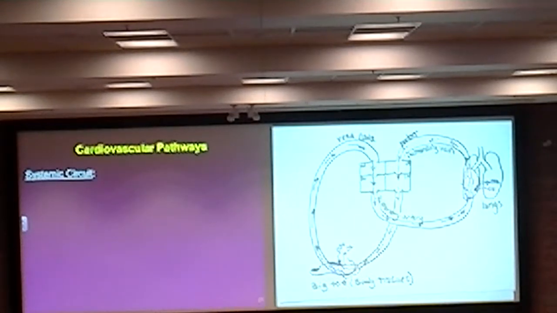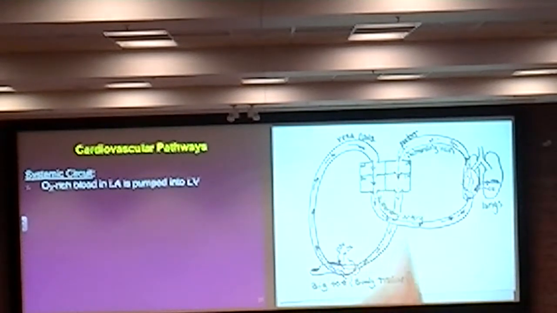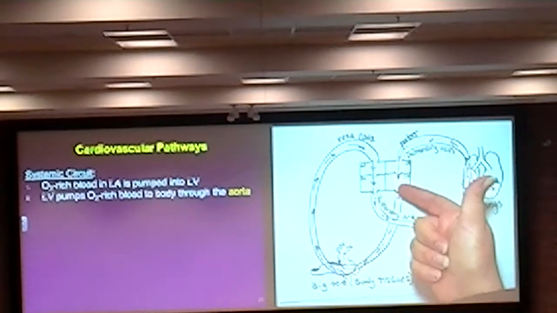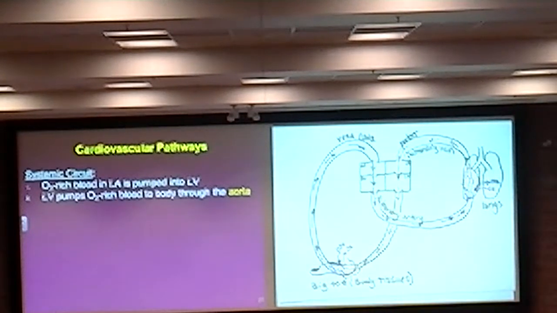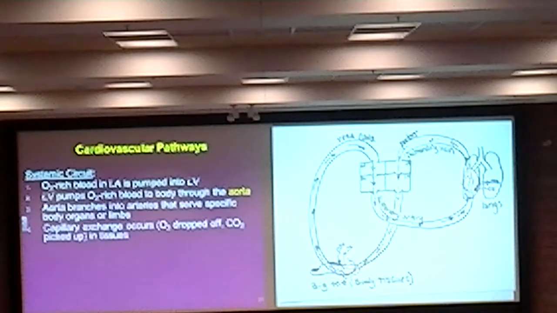Now the rest of the pathway, of course, is our systemic circuit. We start where we left off here with oxygen-rich blood in the left atrium being pumped into the left ventricle, that big heart chamber. The left ventricle pumps oxygen-rich blood out to the body through the aorta. The aorta branches into smaller and smaller arteries that serve specific organs and limbs and your big toe and what have you. Capillary exchange occurs.